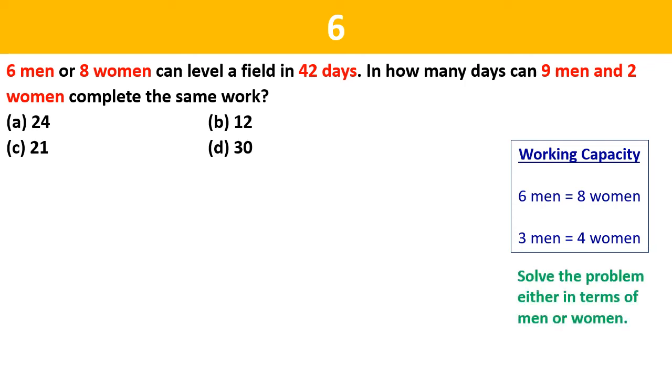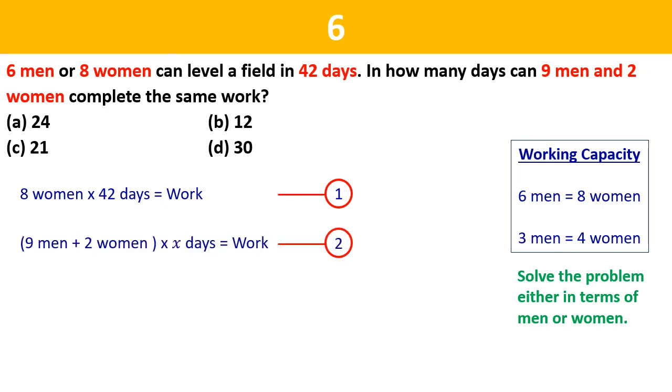Now solve this question either in terms of men or women. Let us say we decide to solve in terms of women. So 8 women working for 42 days can level the field. This is my first equation. Now it is asked how many days 9 men and 2 women require to complete the same work. So 9 men plus 2 women, let us say, require X days to finish the work.